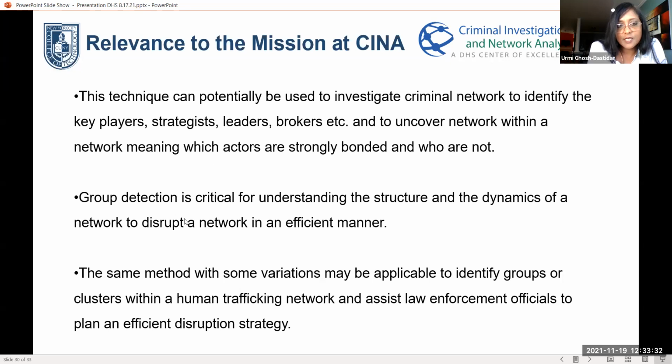This technique can potentially be used to investigate criminal networks, to identify the key players, strategists, leaders, brokers, etc., and to uncover networks within a network, meaning which actors are strongly bonded and who are not. We can also do group detection. It's critical for understanding the structure and dynamics of a network in order to disrupt it in an efficient manner. The same method with some variations may be applicable to identify groups or clusters within a human trafficking network and assist law enforcement officials in planning an efficient disruption strategy.